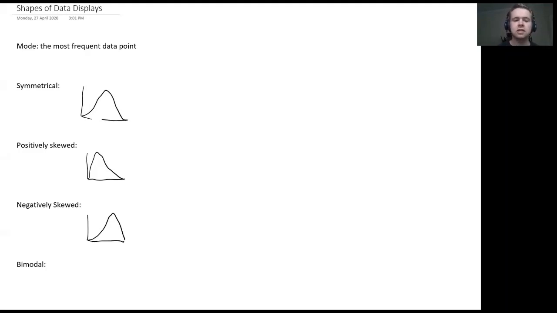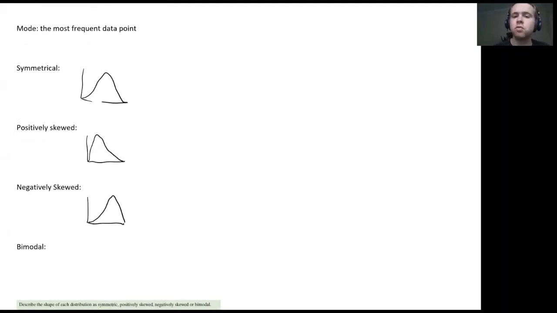Now you can get some data sets where there is more than one value that is equally frequent as the most frequent. We call that bimodal. The rough shape of a bimodal data set is going to have two peaks like that. You've got two modes spread out together, kind of like a camel's back, and we call that bimodal.